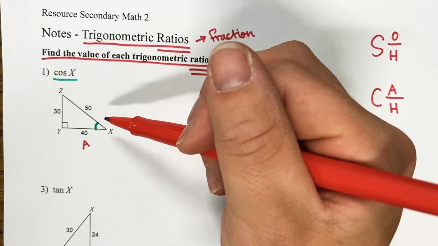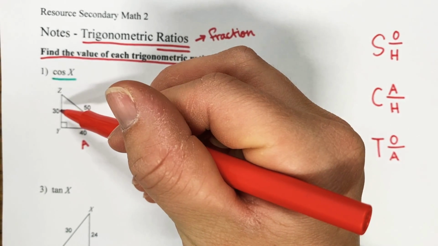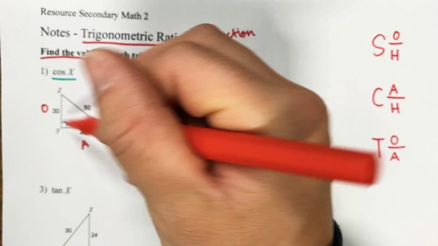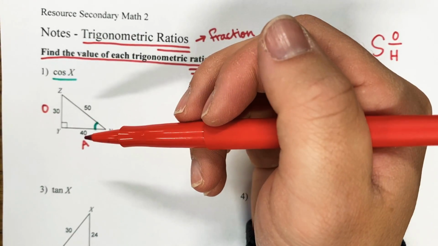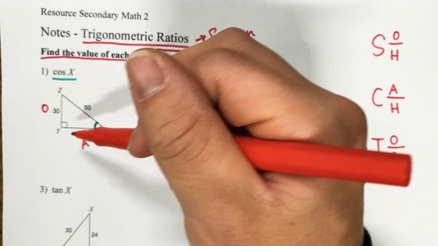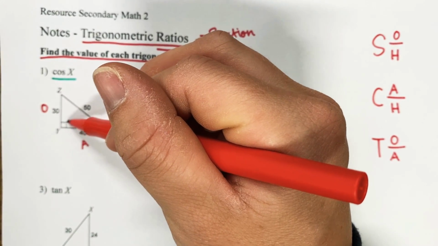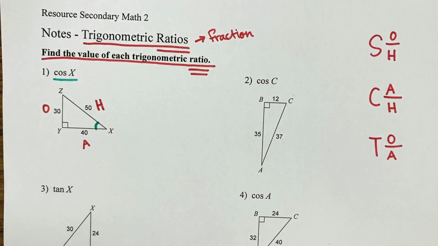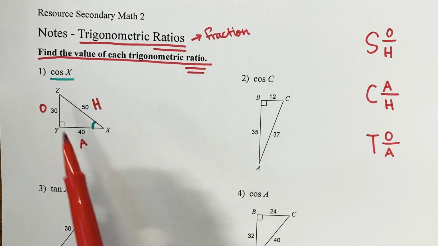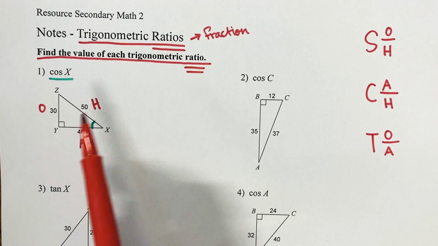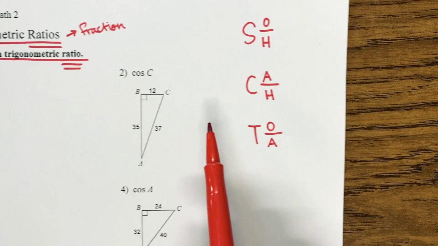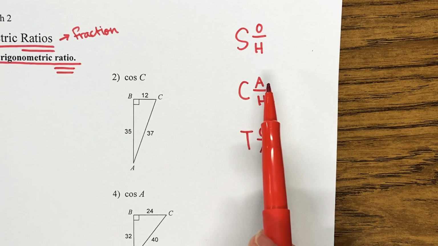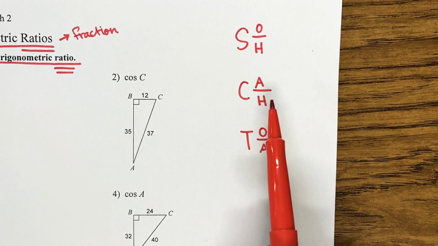Well, 30, that is across from our angle. So that is our opposite, or think it's on the opposite side as our angle. And 50 is our hypotenuse, because remember, hypotenuse is always right across or opposite of our right angle. So now knowing our A, O, and H, what 2 do we need for cosine? Let's look back at SOH CAH TOA. Which 2 sides do we need for cosine? We need our adjacent side over our hypotenuse.